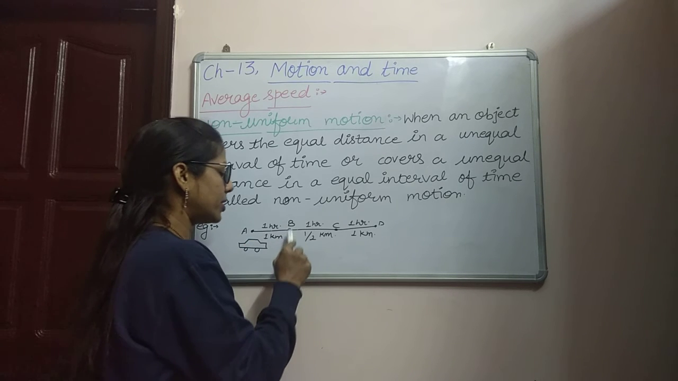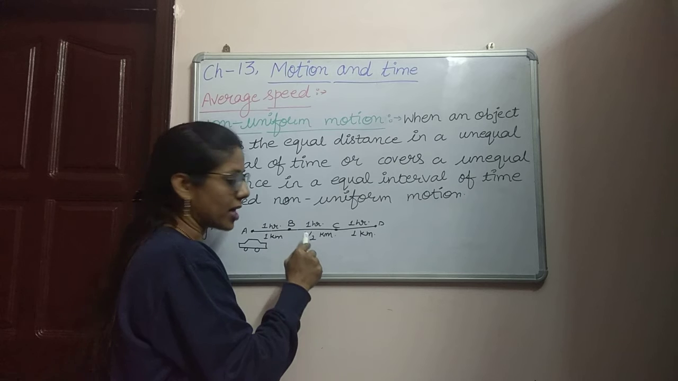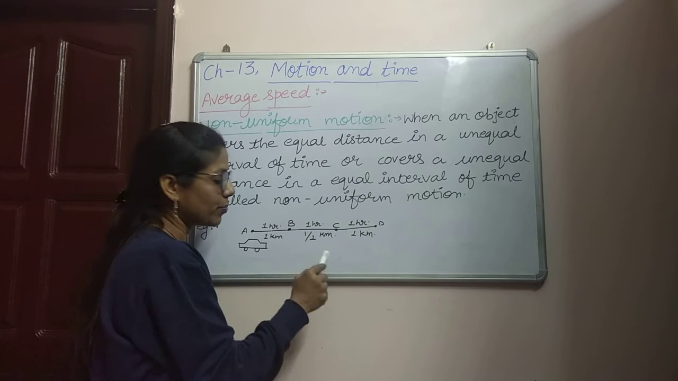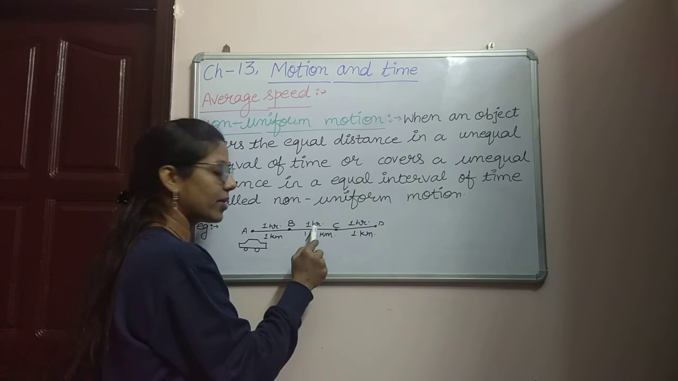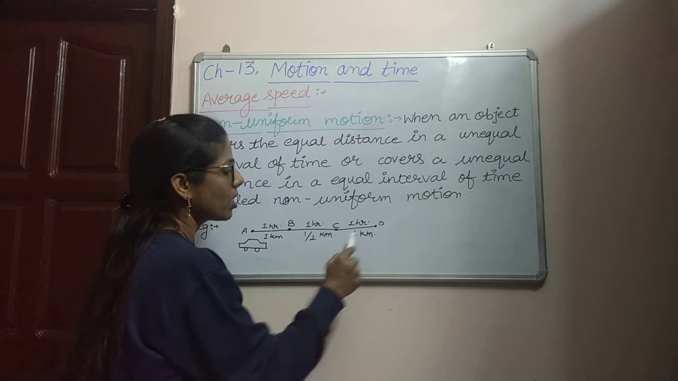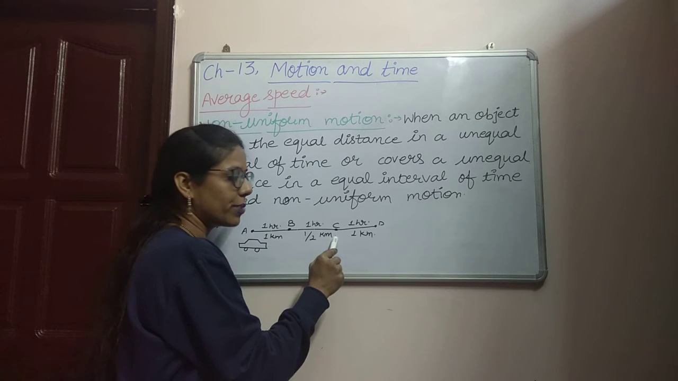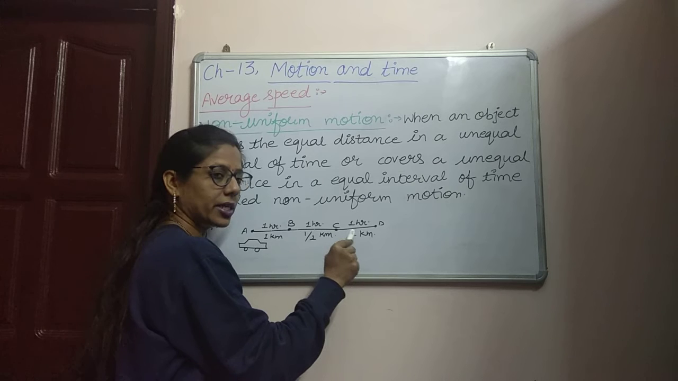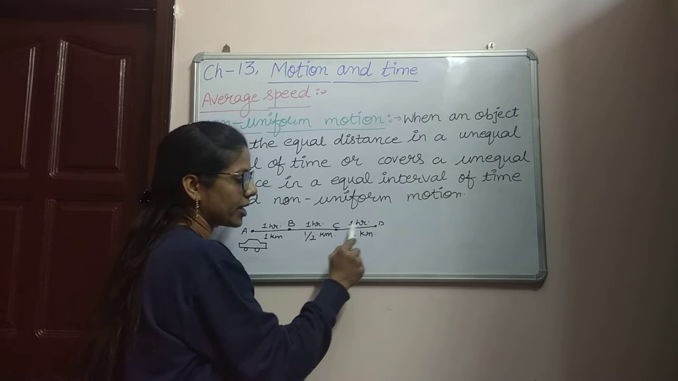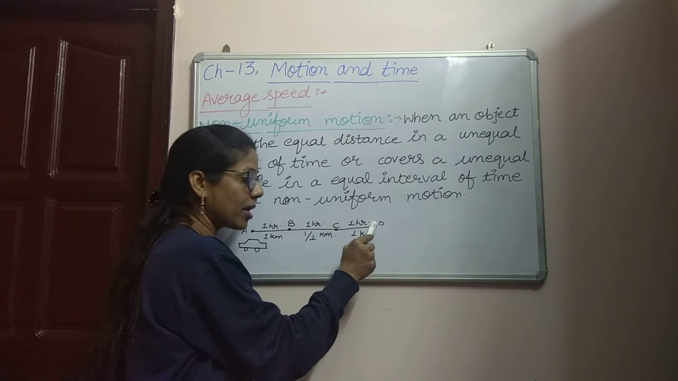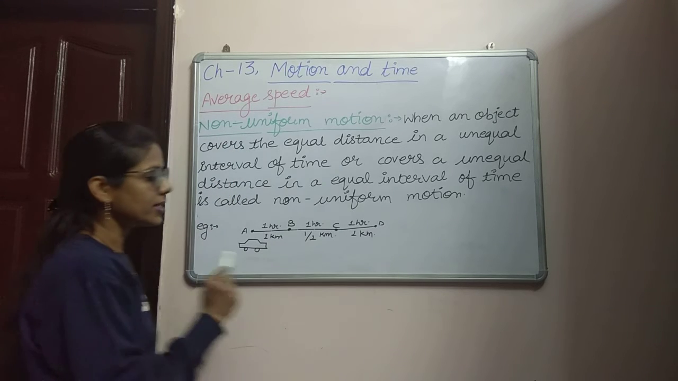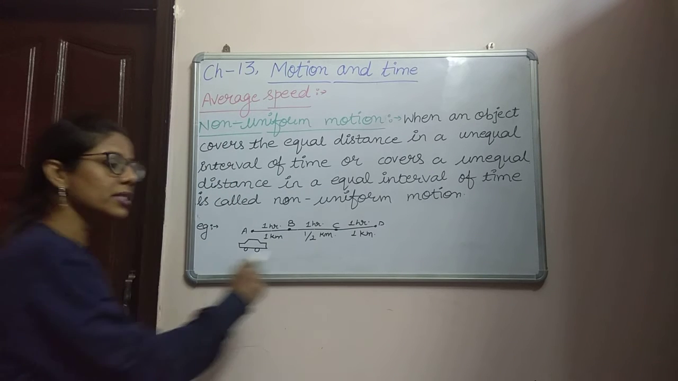Now after reaching B point, again it has to start its journey and it will reach the C point. For reaching the C point, again it is taking 1 hour, but it is covering only half a kilometer. Now again after reaching the C point, it has to start its journey and it will reach the D point. For reaching the D point, again it is taking 1 hour and it is covering 1 kilometer. So we can see in this example, distance is unequal.